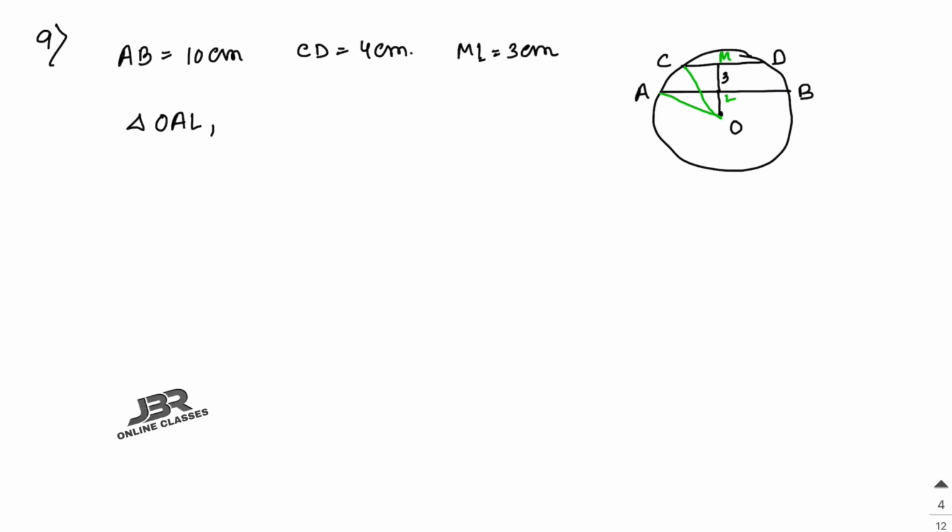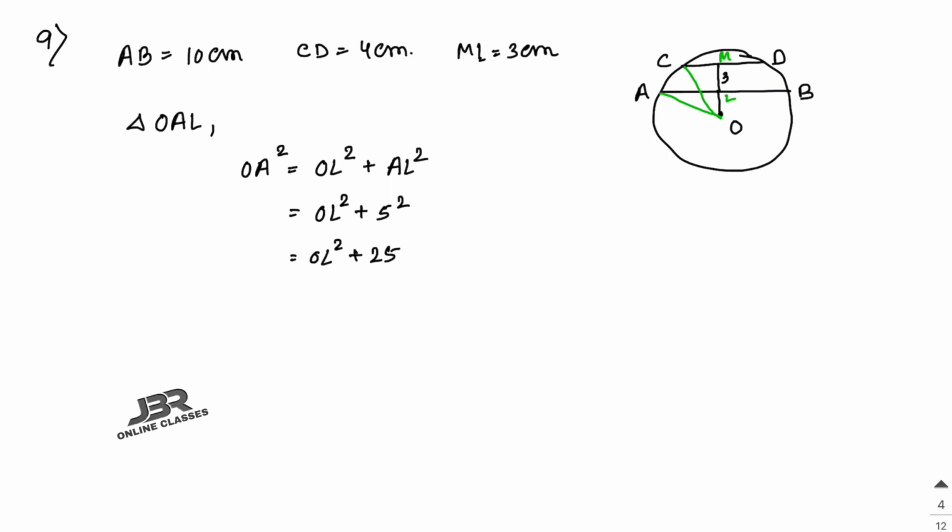So here OA square, that is hypotenuse, is equal to OL square plus AL square. OA square equal to OL square plus AL square. Here AL means half of AB, so that equals OL square plus 5 square. So OL square plus 25.